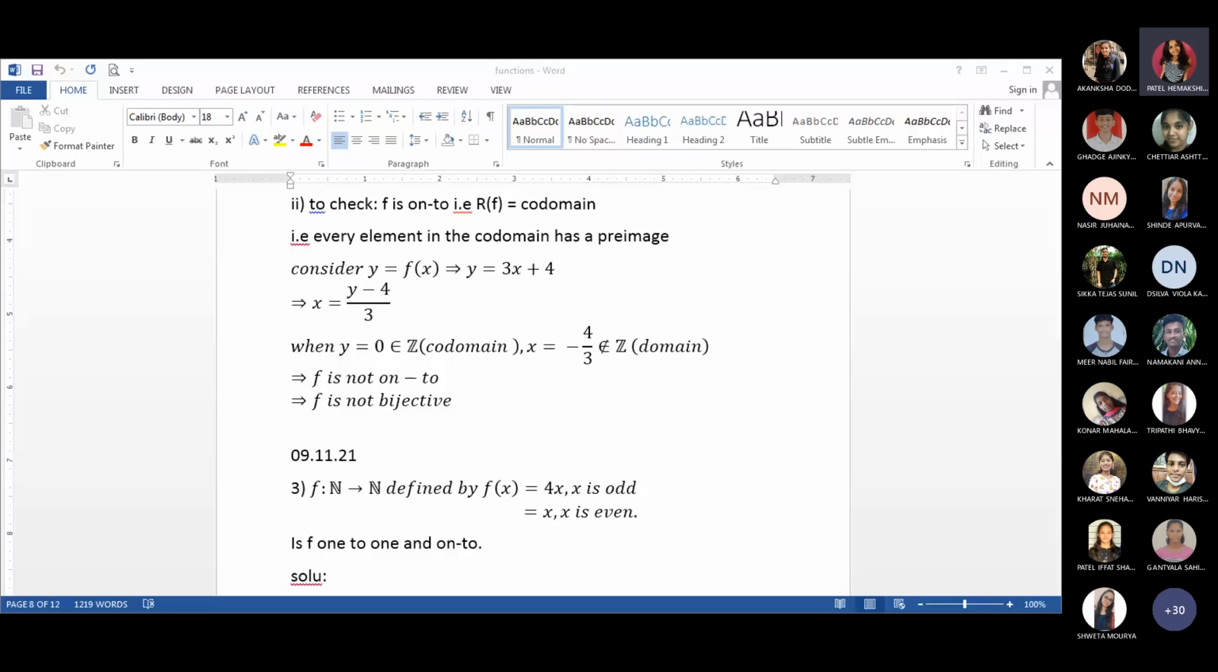So if we take f of x equal to 4x, and x is any odd number, like we take 3, so 4 threes are 12, so it is an even number. Now if we take another number, like 5, so 5 fours are 20. So again it is even, but the answers are different. Okay, 20 will come. Fine.